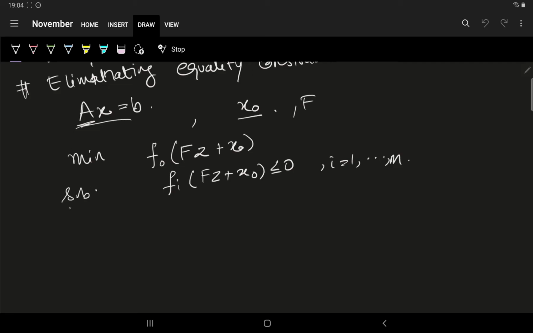And moreover this is also a convex optimization problem because the composition of a convex function with an affine function preserves convexity.